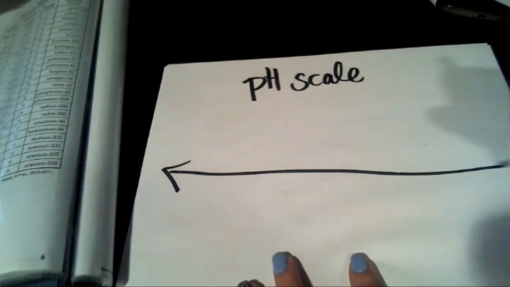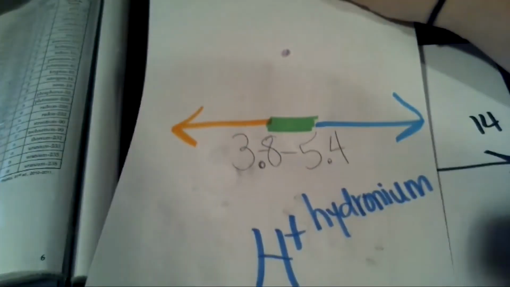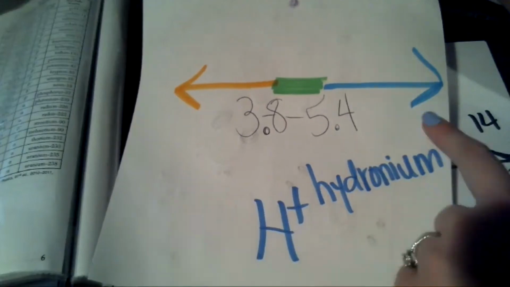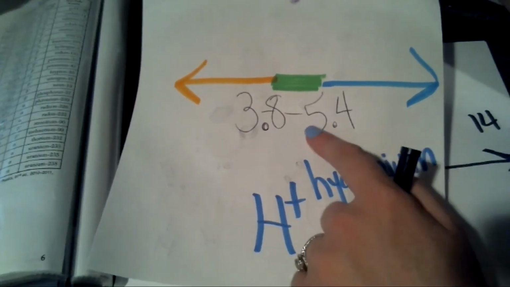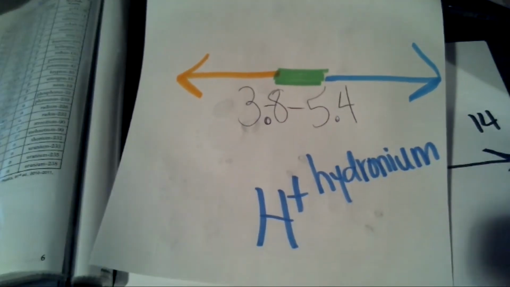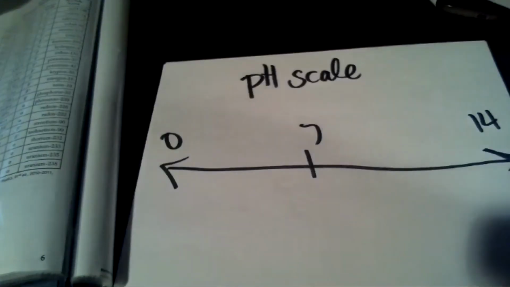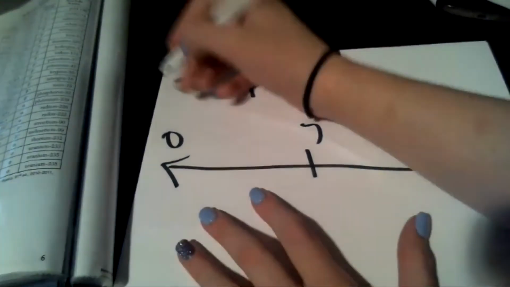new sheet of paper. We did this earlier too. That was 0. That was 14. 7 is neutral. This is going to be blue because 7 is greater than 5.4. 5.4 and everything greater than that, all the way up to 14, is going to show up blue.